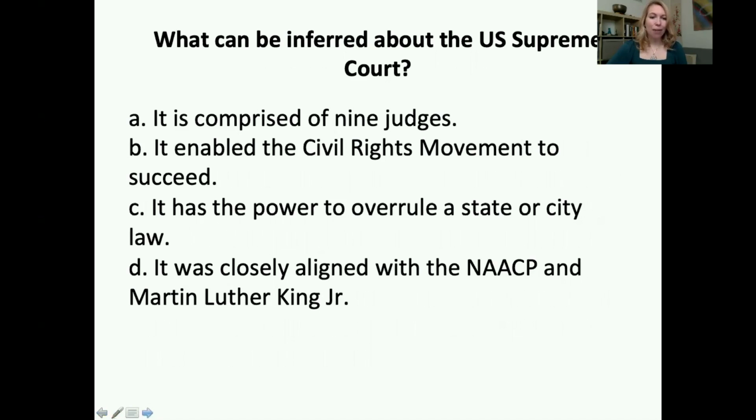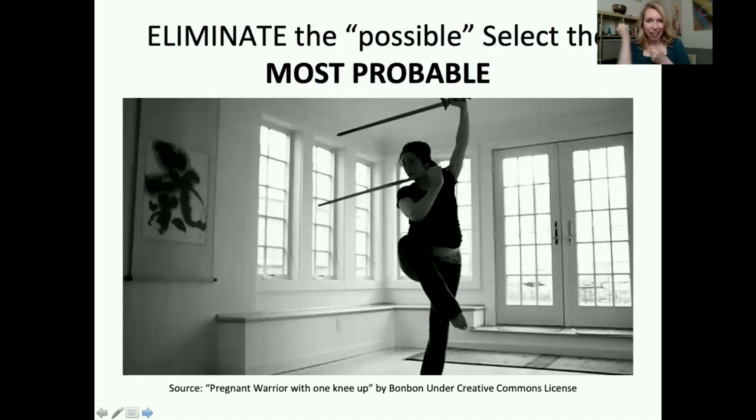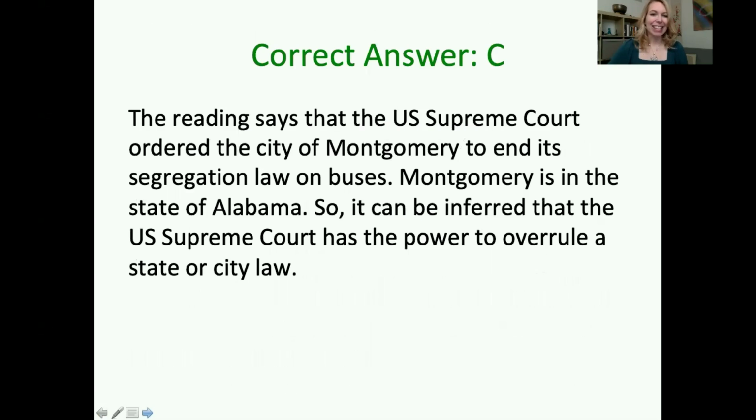So after you got done slaying those trap answer choices, we come to the correct answer, and that is C. The reading says that the U.S. Supreme Court ordered the city of Montgomery to end its segregation law on buses. Montgomery is in the state of Alabama, so it can be inferred that the U.S. Supreme Court has the power to overrule a state or city law.